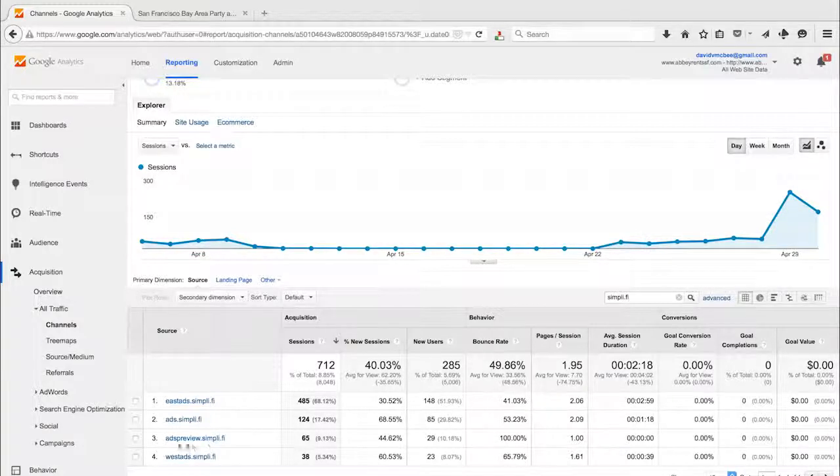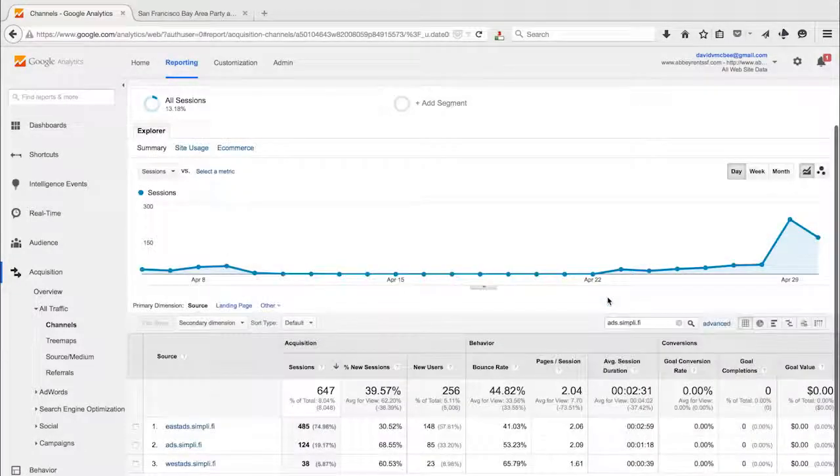Let's address this. See these 65 clicks from adspreview.simplify? It has a 100% bounce rate because those are actually test clicks. See, when we upload the ads, we click them, or we have our computers click them, or the exchanges click them to make sure everything is working across all of our ad servers. So I'm going to further filter the results by adding ads dot in front of simplify. That's better. That's more accurate.